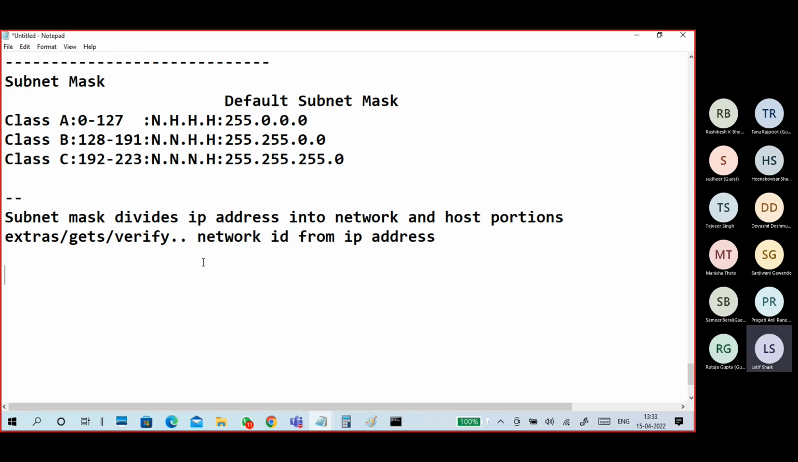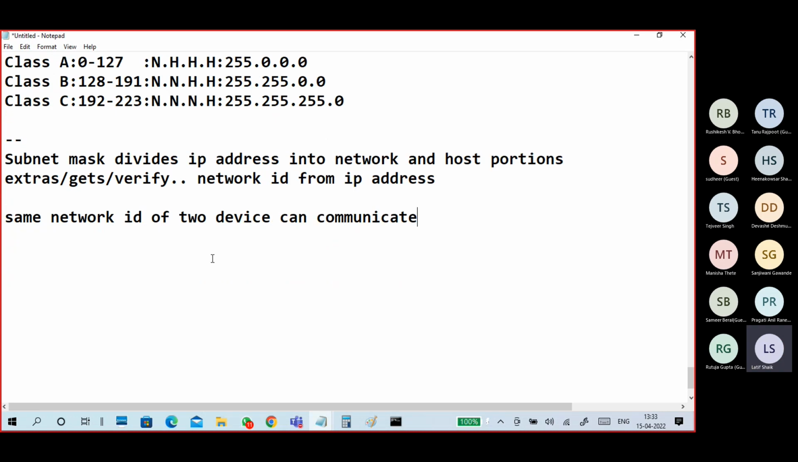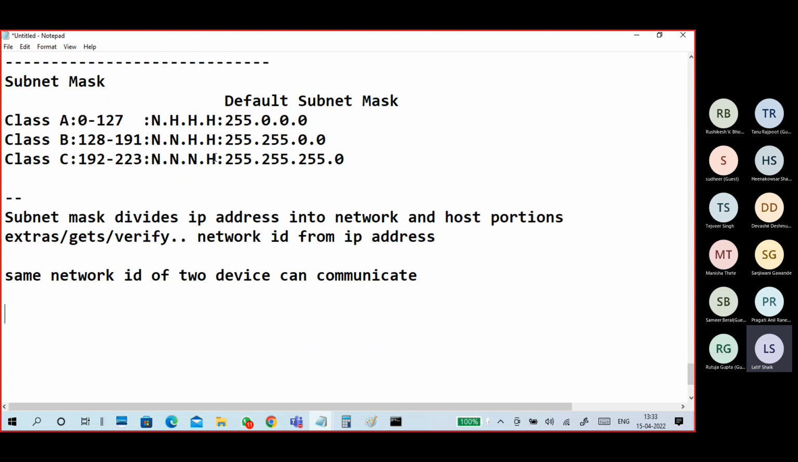Okay, so if the network ID is the same for two devices, those two devices can communicate. The same network ID must be there. So how do we get the network ID using a subnet mask?